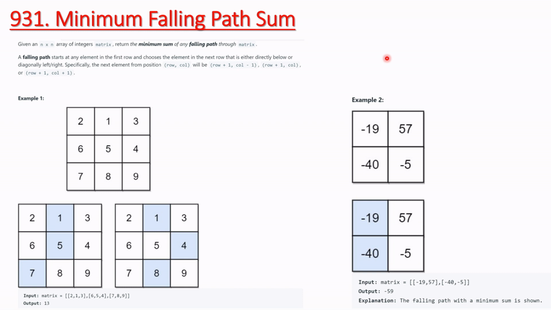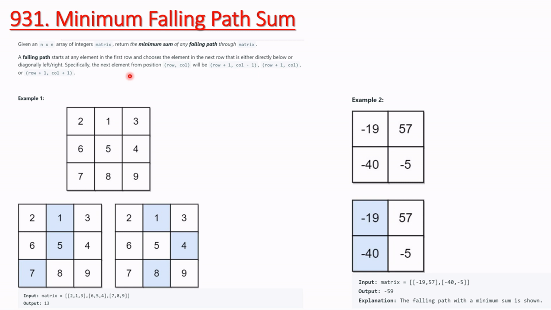131, right? The minimum falling path sum, in which it is saying that given an n cross m array of integer matrix, return the minimum sum of a falling path through the matrix, right? So a falling path starts at any element in the first row and chooses the element in the next row, either directly below or diagonally left or right.